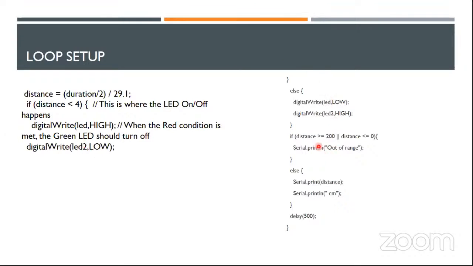Else, if my distance is greater than 200 and less than 0, I want to print out of range. Else I will get the distance to be printed in centimeter, and this process will repeat again and again and again. So we need to apply your if else condition here.